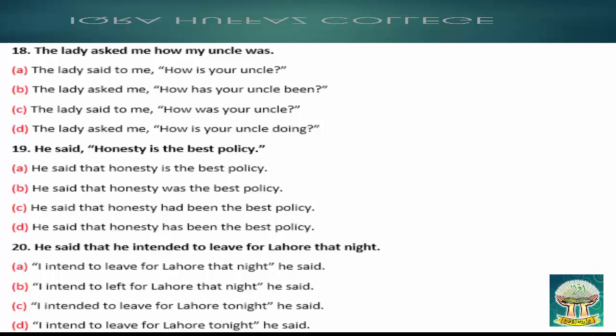Sentence number 19. He said, honesty is the best policy. You have to choose the correct option for this sentence. Sentence number 20. He said that he intended to leave for Lahore that night. Yes, you are right. This is also indirect narration and you have to choose the correct direct narration out of these four options and write down the correct option in your register.